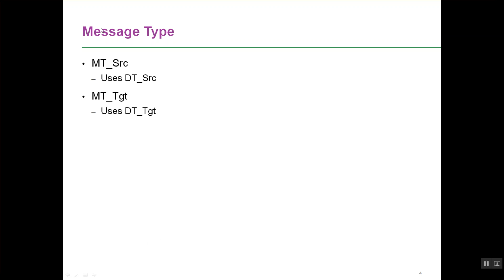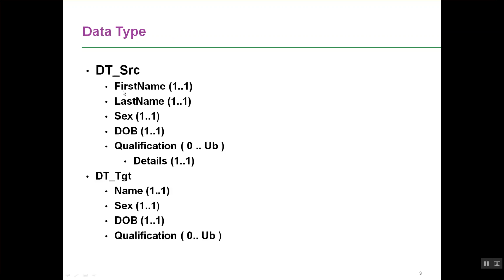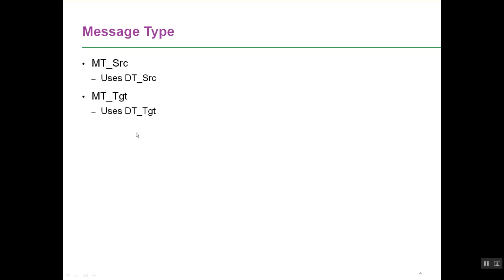Okay, message type is an encapsulation for the data type. Because we defined two data types in the previous slide, you will have to create two message types. One is going to be called MT_SRC and the other MT_TGT. MT stands for message type, SRC stands for the source message type, and TGT stands for the target message type. Because message types are encapsulations of the data types, MT_SRC will use the DT_SRC that was defined here, and MT_TGT would use the DT_TGT that was defined here.